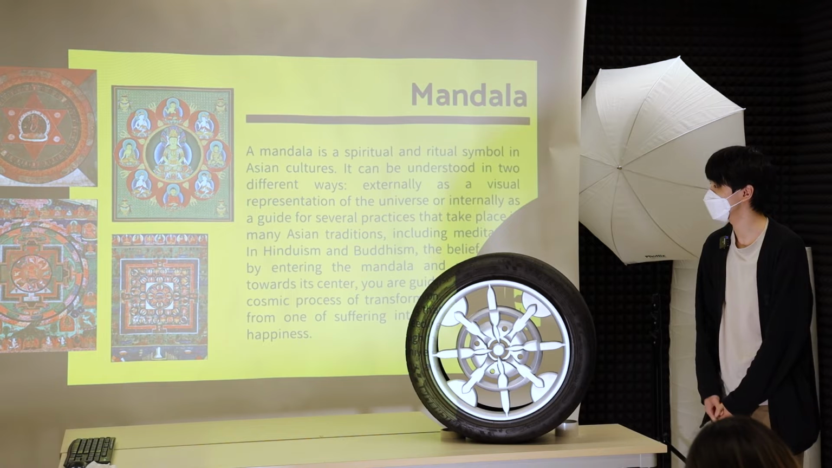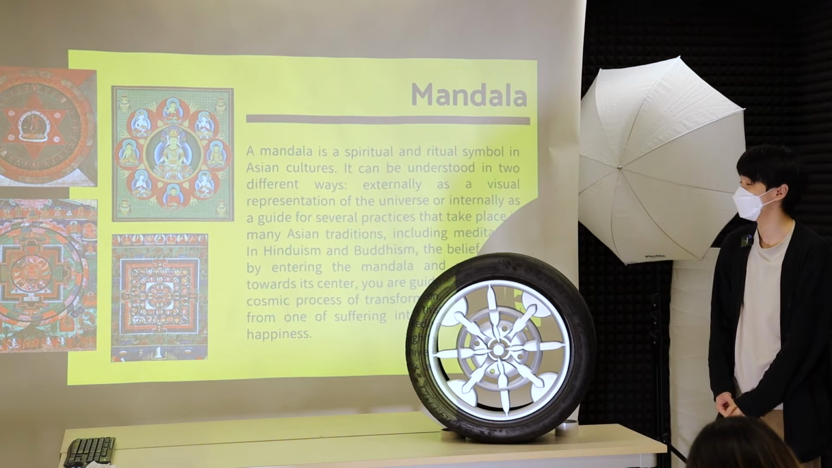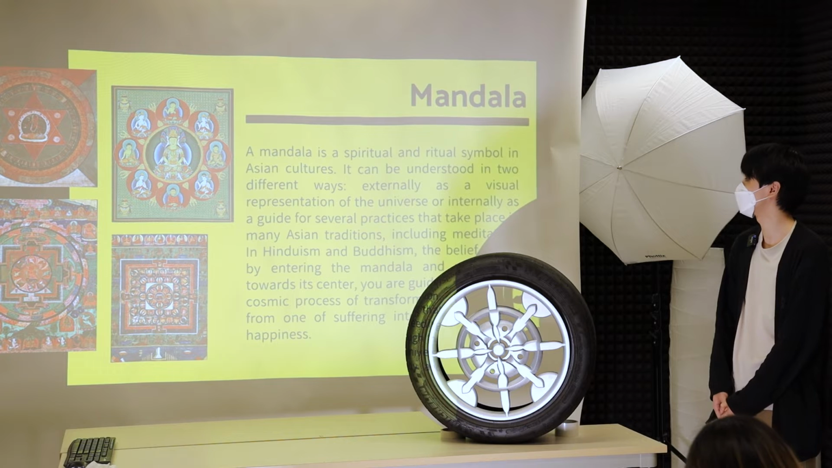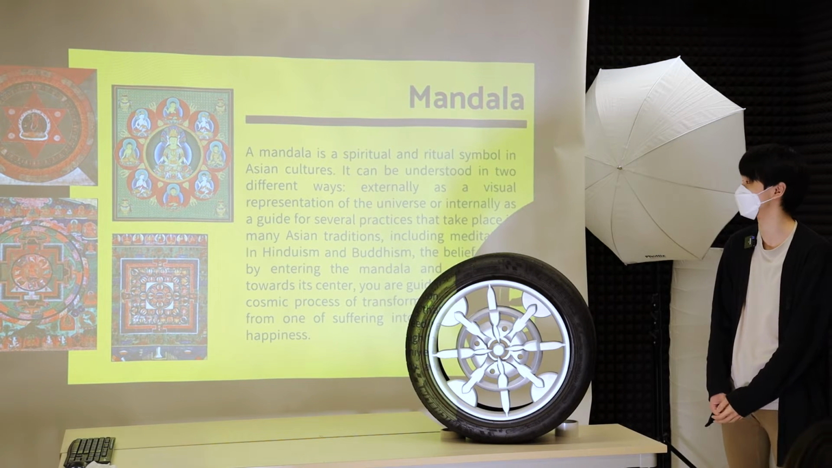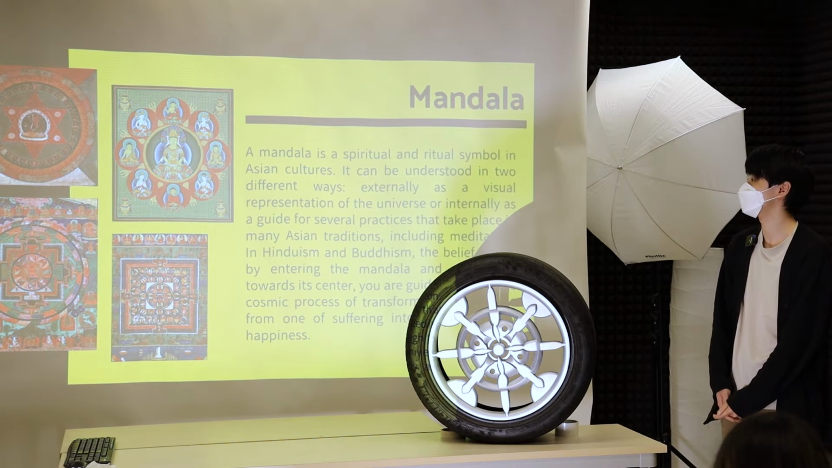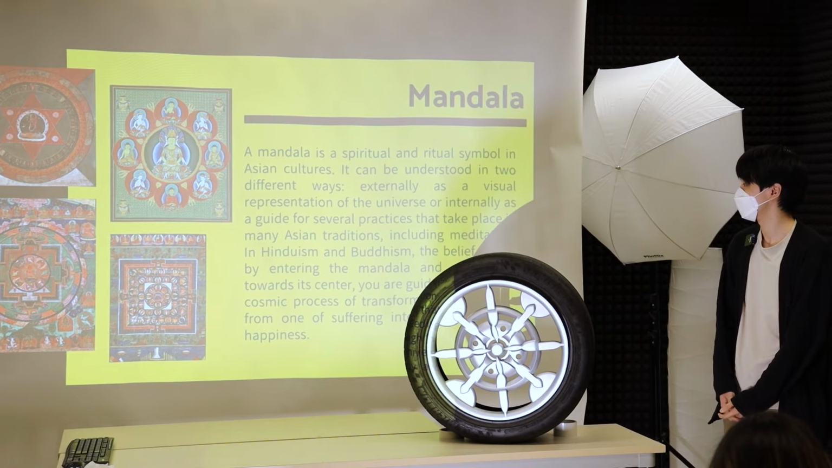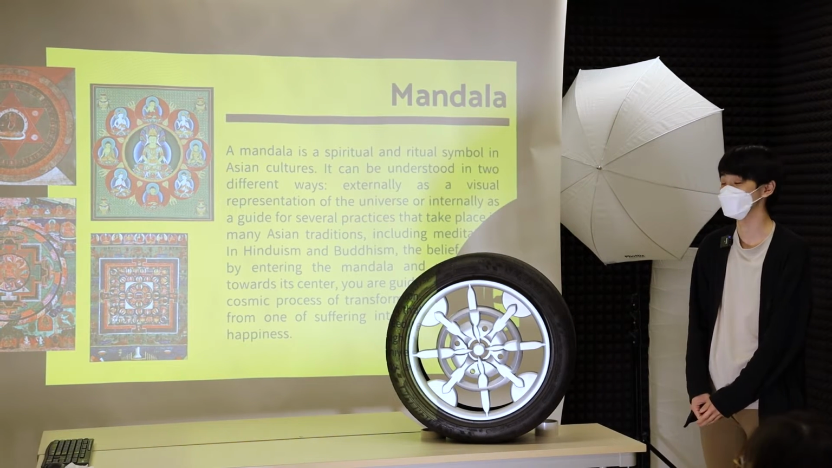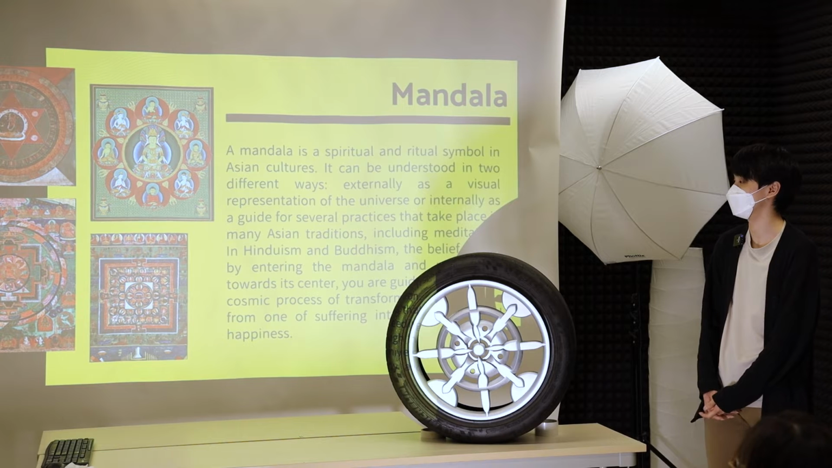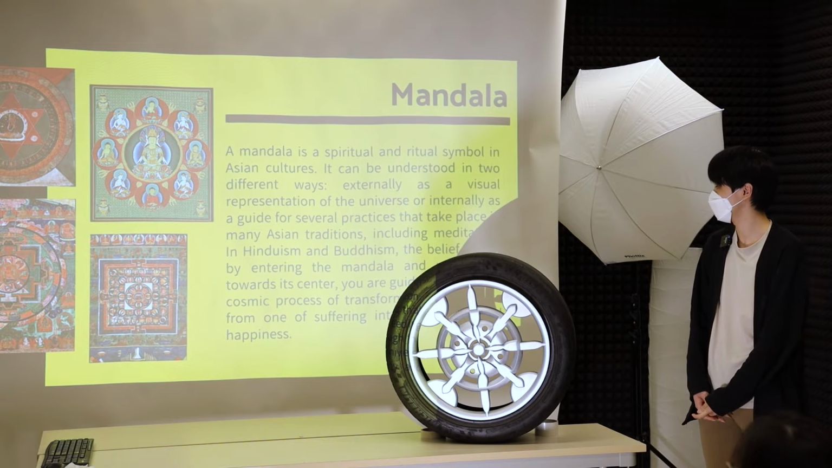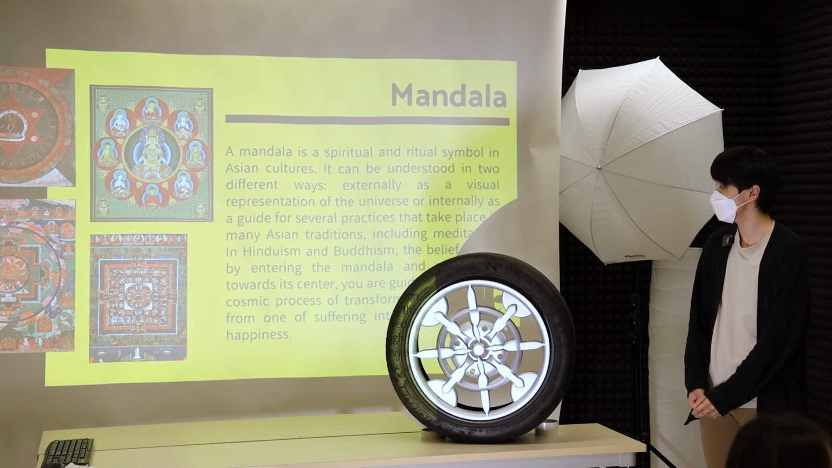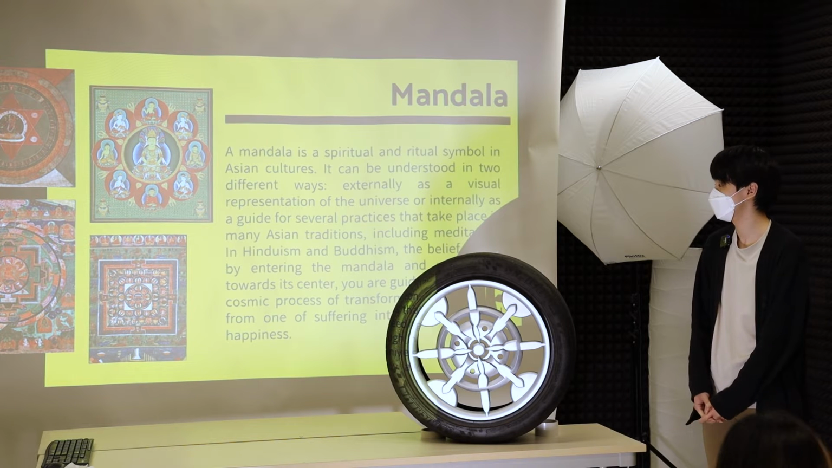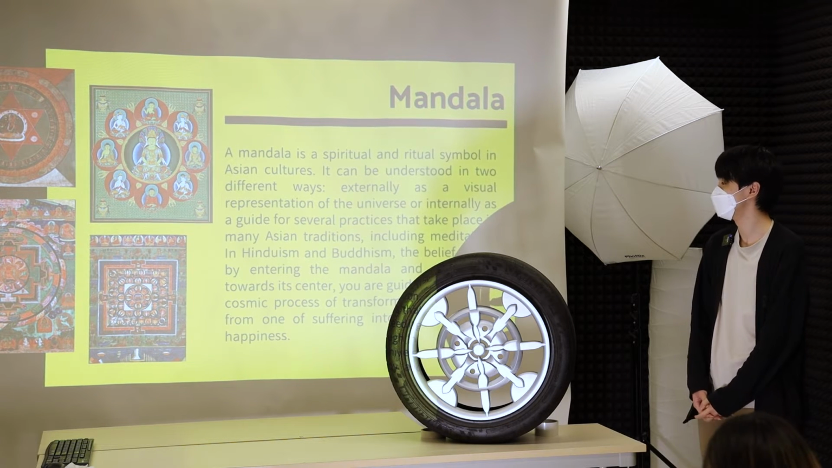And also I want to add a mandala style into the wheel. And mandala is a spiritual and ritual symbol in Asian culture, and it can be understood in two different ways: externally as a visual representation of the universe, and internally as a guide for several practices that take place. And many Asian traditions include meditations in Hinduism and Buddhism.